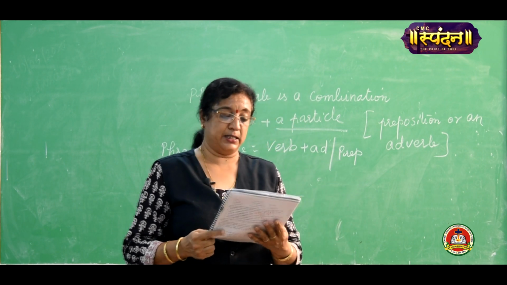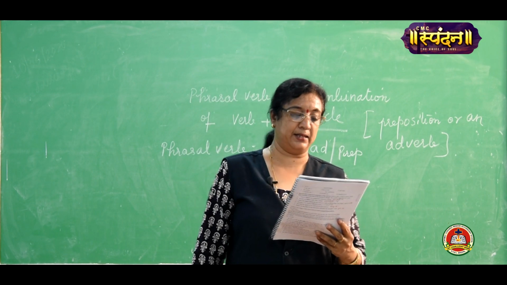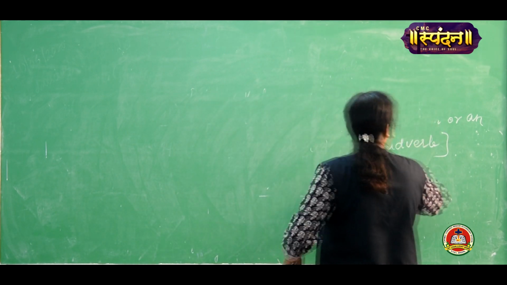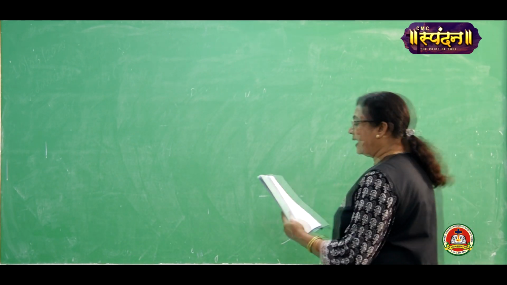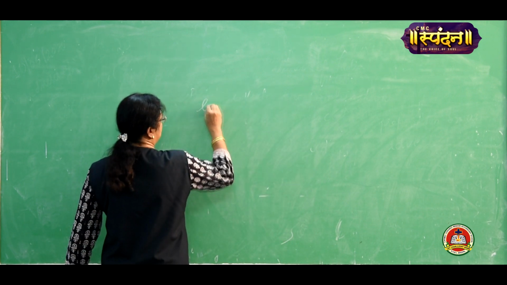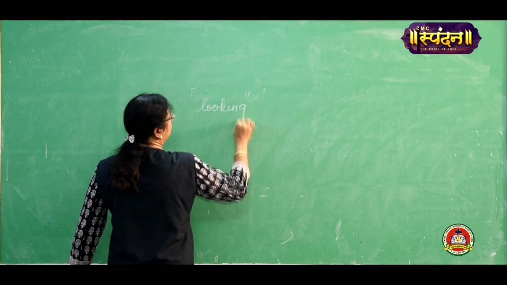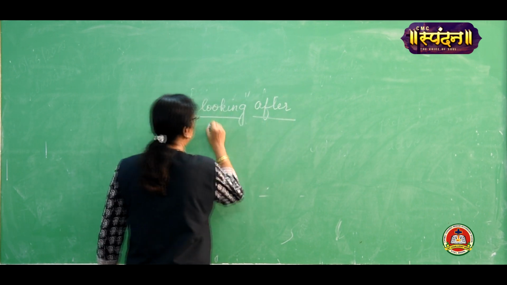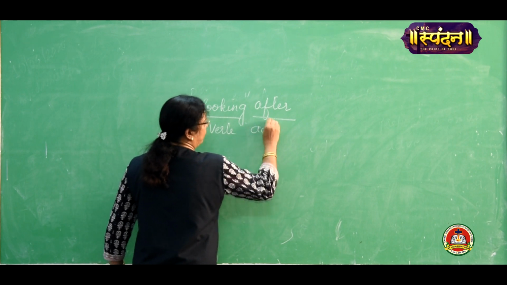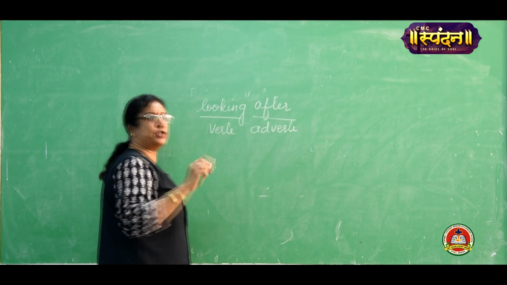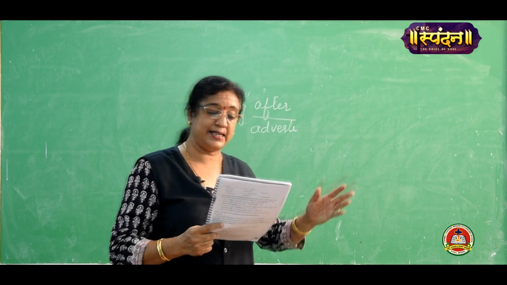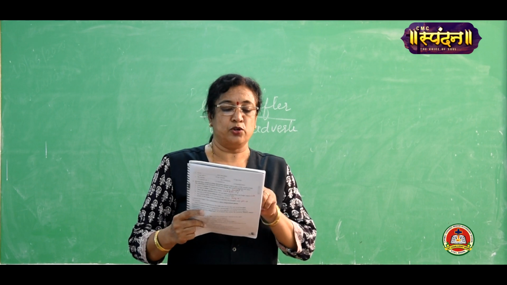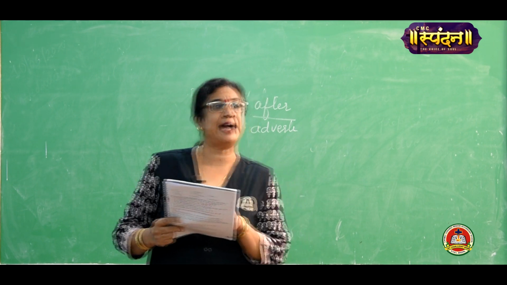Now read these sentences. She is looking after the plants. Now again, it's very simple. If you read it again and again, you will understand that it's very simple. Now which words are highlighted there? "Looking after". Looking is a verb and after is an adverb. After is a preposition also, but it depends on the sentence. Here it is acting just like an adverb.